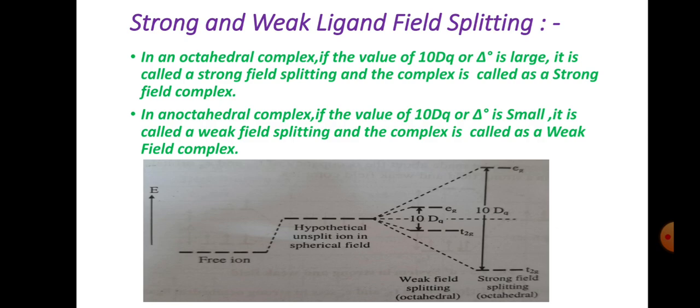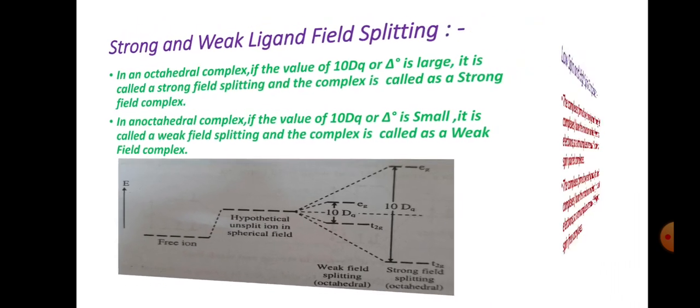The magnitude of 10 Dq or delta 0 depends upon three factors: the nature of the ligand, the charge on the metal ion, and whether the metal ion is in the first, second or third row of transition elements. The ligands which cause only a small degree of splitting are termed weak ligands, and those which cause large splitting are called strong ligands.